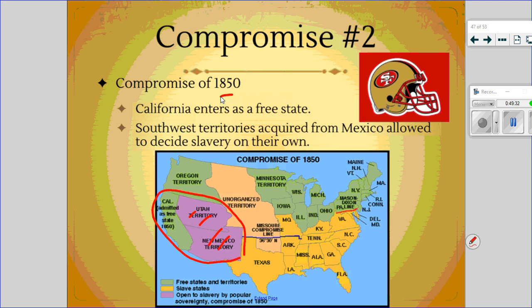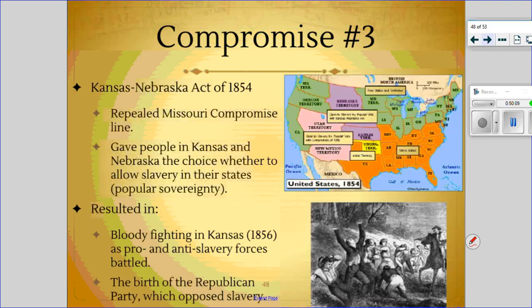So the Compromise of 1850, California enters as a free state, all right? And the territories acquired from Mexico are going to be allowed to decide on their own. They're going to vote themselves as to whether or not they're going to be slave states. There's not a lot of problem with that because there's not a lot of people interested in taking slavery there. But this idea of deciding on their own, which is called popular sovereignty, and I'll explain that more in a moment, is going to be difficult down the road when we get to the Kansas-Nebraska Act.